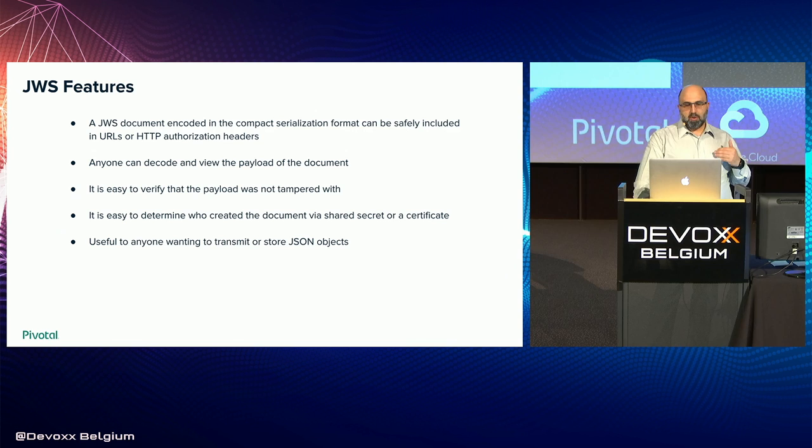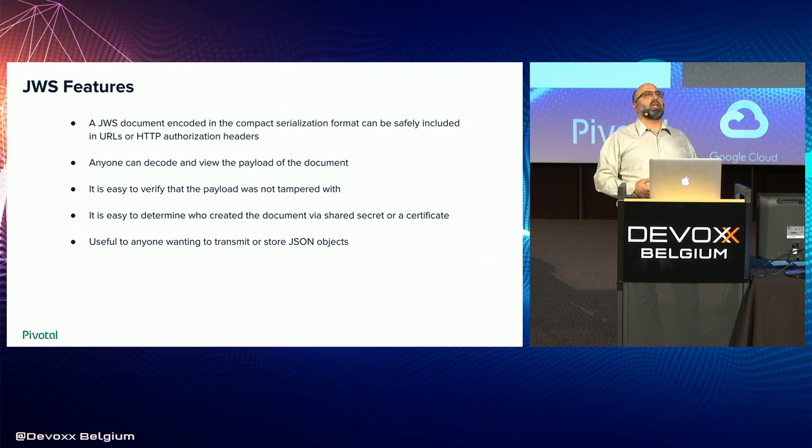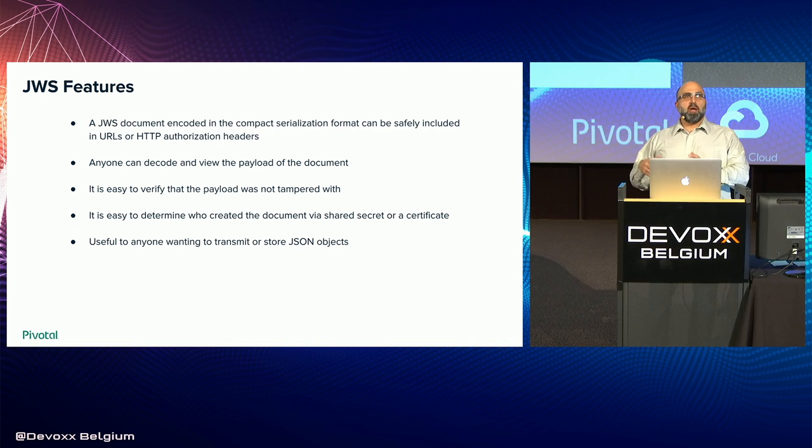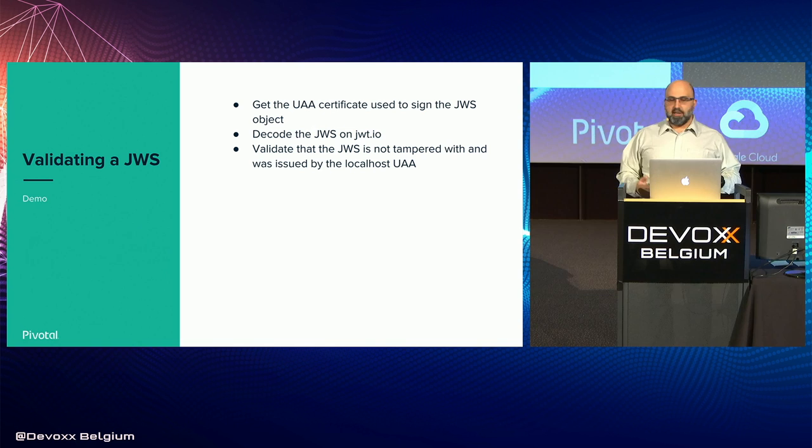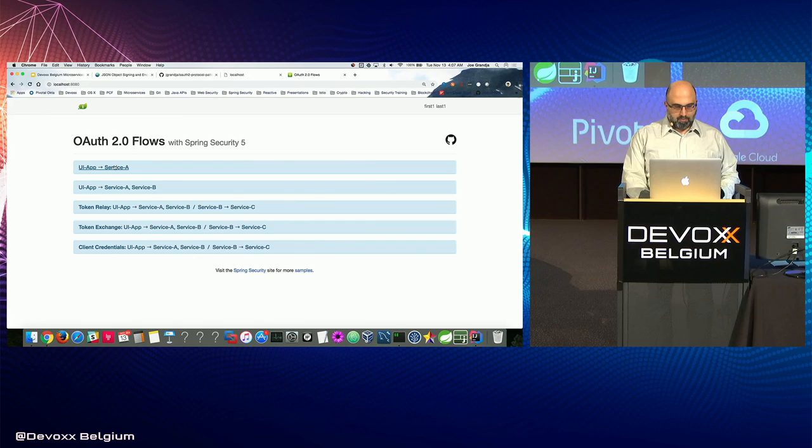So in summary, JWS is quite useful for anybody working with digital signatures and wants to use that with JSON objects within the context of OAuth2 and OpenID Connect. It's useful, and also elsewhere. So let's just see a really quick example of actually validating this. So I'll go back here to the sample application.